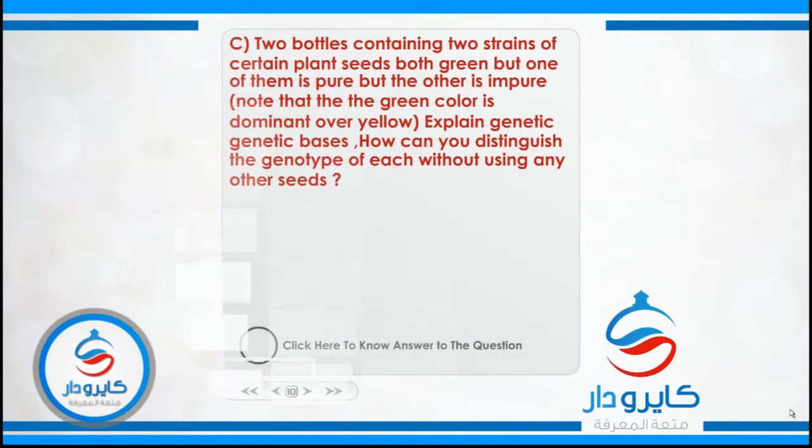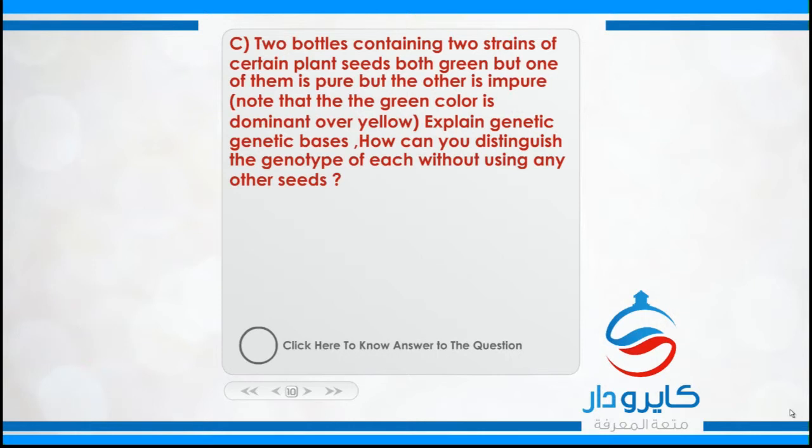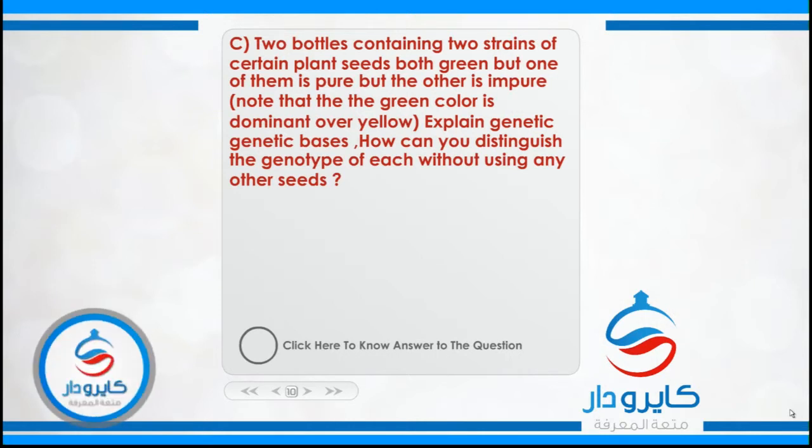The next question. Two bottles containing 2 strains of certain plant seeds, both green. The 2 bottles contain green seeds, but one of them is pure and the other is impure. Note that the green color is dominant over yellow. So the 2 bottles contain green seeds, and green is the dominant character, but one of them is pure and the other is impure.